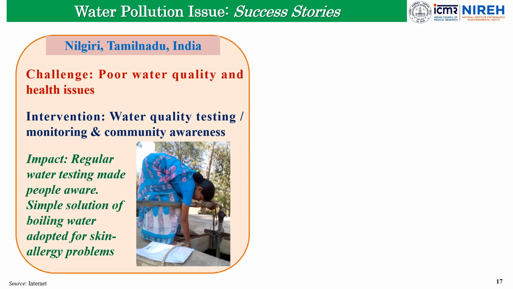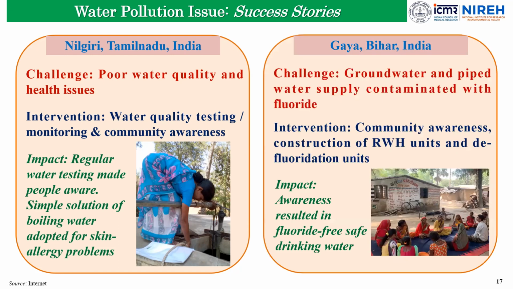It was seen that now people are aware, and now they are free from those kinds of diseases that were actually happening because of the contaminated water. A simple solution, even just boiling the water before consumption, also makes a big difference. So this is how the people of Tamil Nadu made their water quality better. Another example I have taken from the Gaya district of Bihar in India.